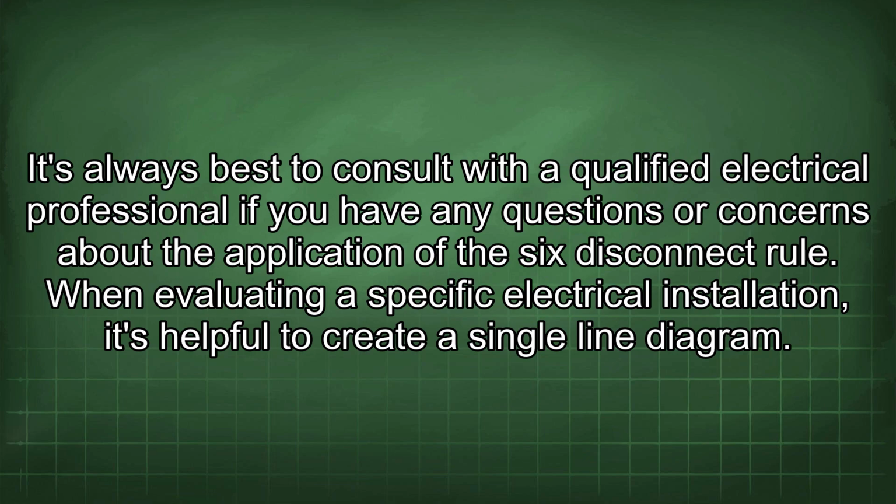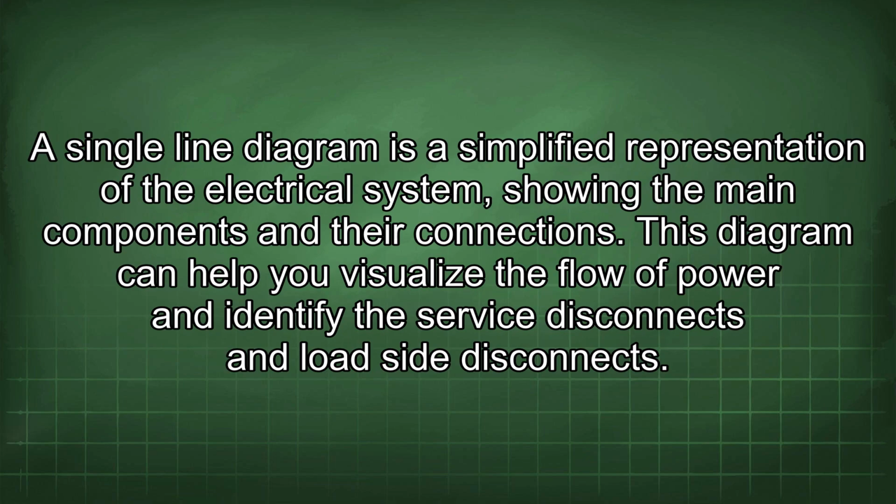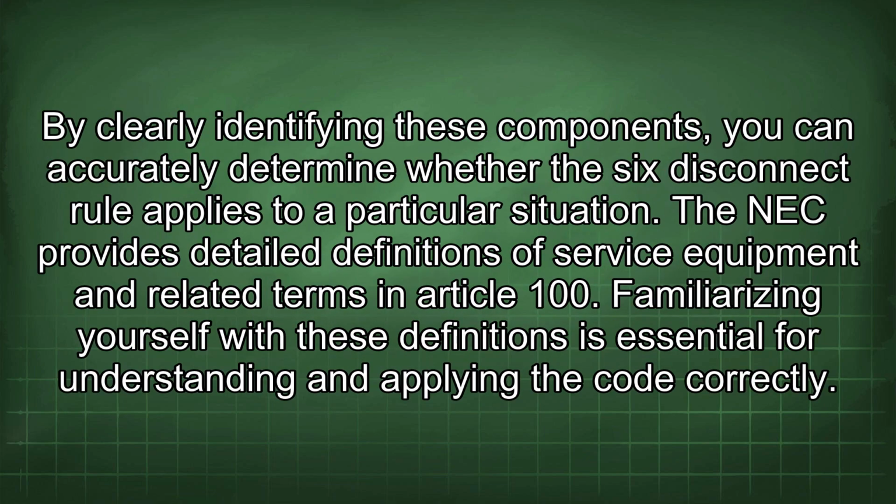When evaluating a specific electrical installation, it's helpful to create a single line diagram. A single line diagram is a simplified representation of the electrical system, showing the main components and their connections. This diagram can help you visualize the flow of power and identify the service disconnects and load side disconnects. By clearly identifying these components, you can accurately determine whether the 6 disconnect rule applies to a particular situation.